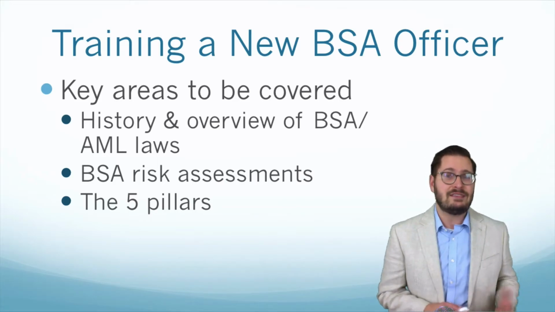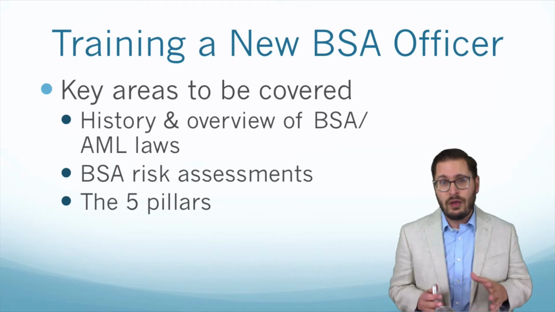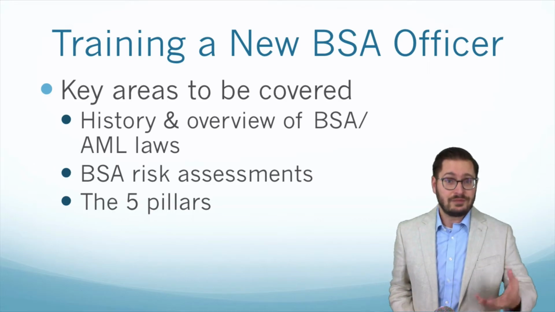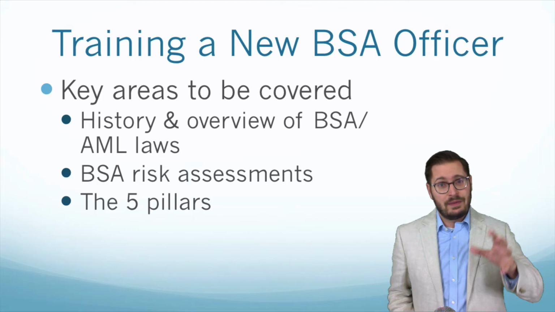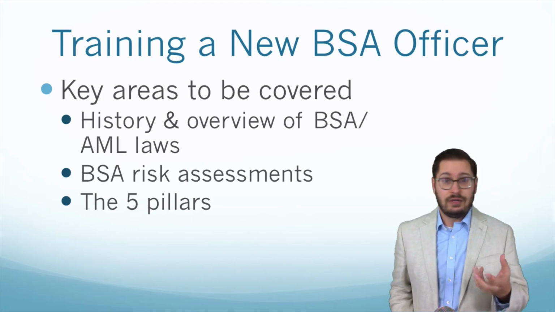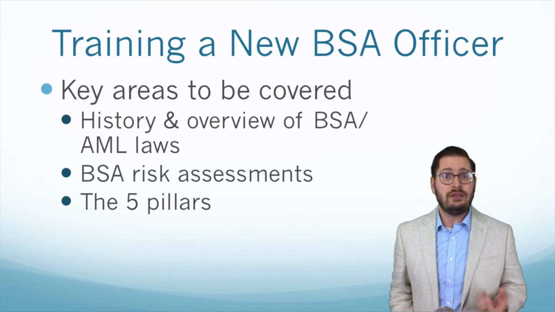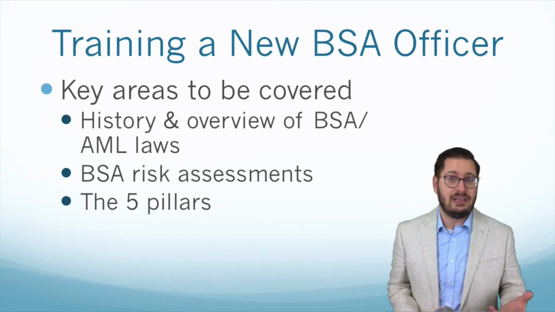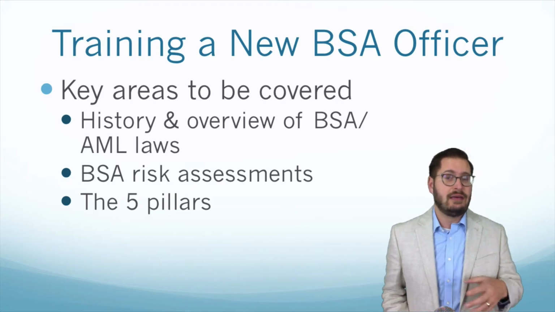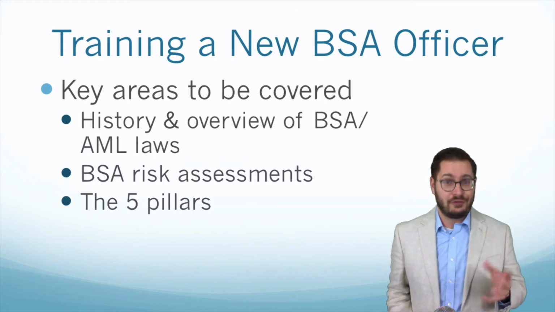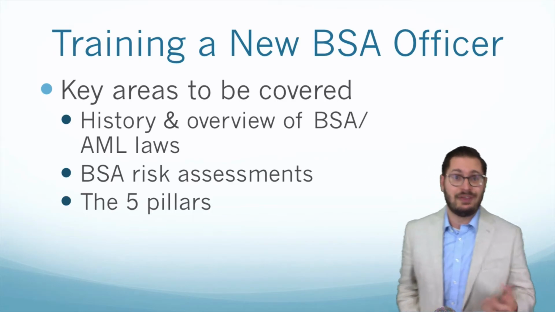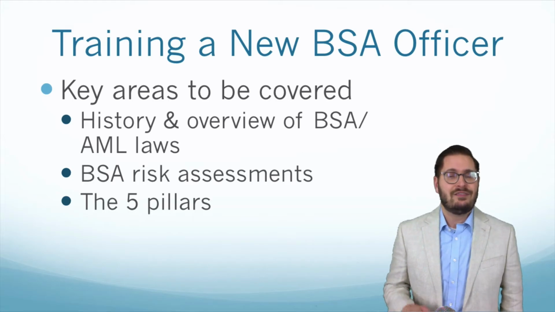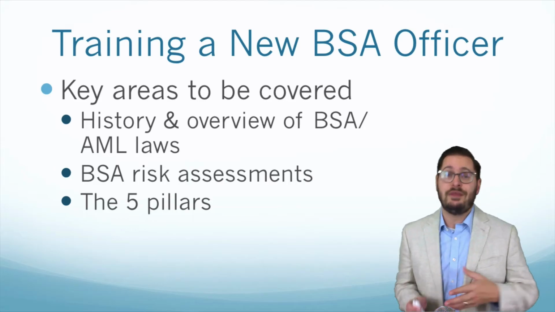The next thing that should be covered are the 5 pillars of BSA. The FFIEC BSA exam manual is the main tool that examiners use to examine a bank or a credit union on their BSA function. When they come in to conduct the BSA examination, an examiner, regardless of who their regulator is, is going to utilize this uniform exam manual put on by the FFIEC, or the Federal Financial Institutions Examination Council. And all that means is all the regulators use this same exam manual to have uniform exams across all agencies.